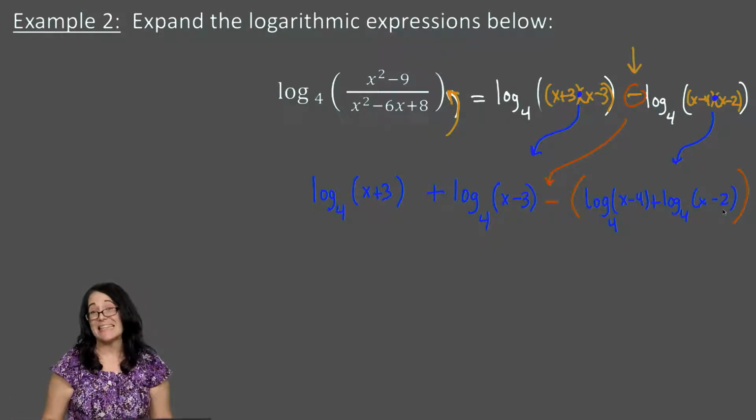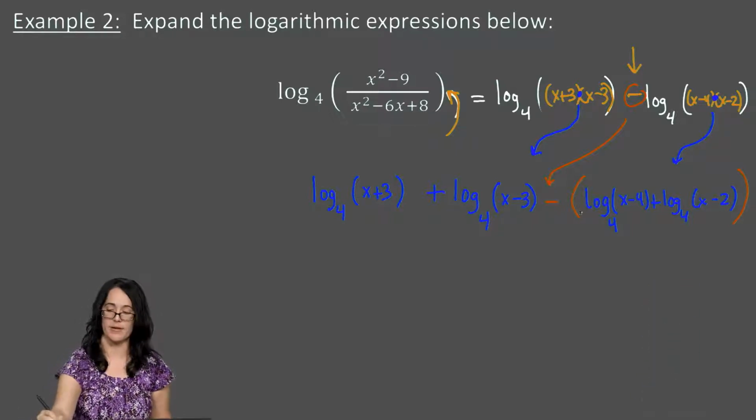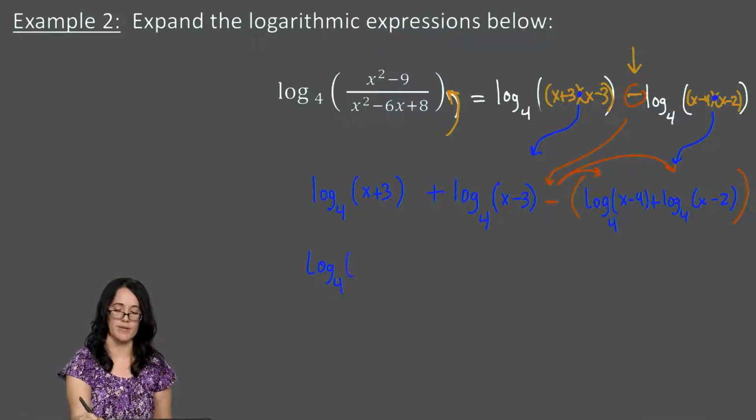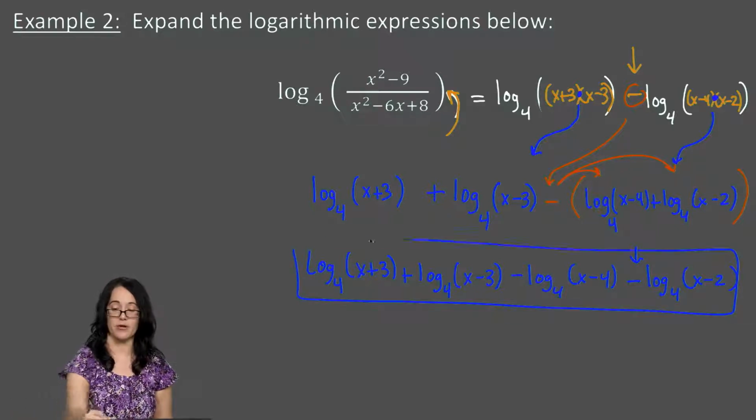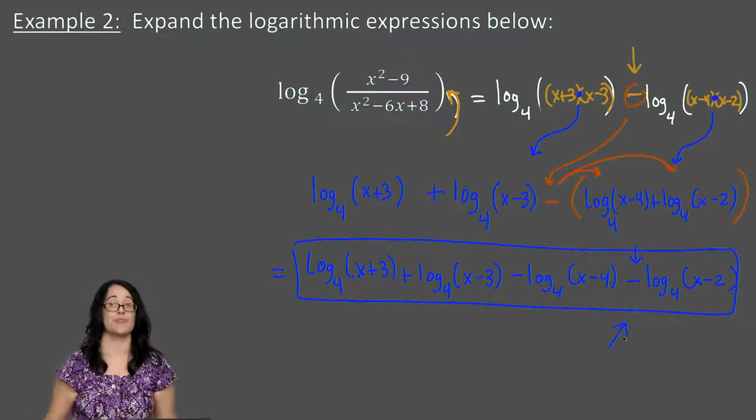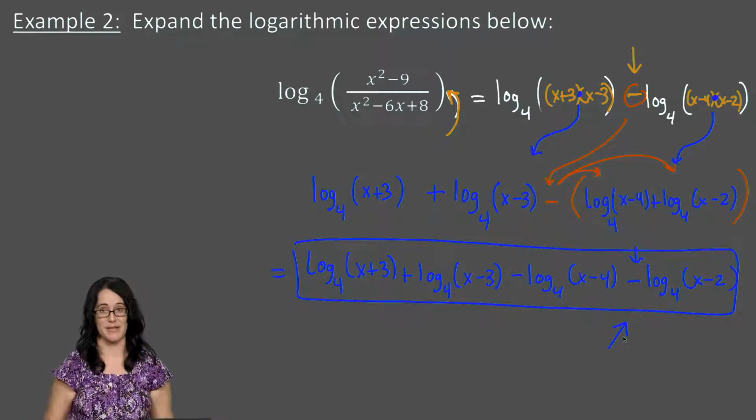But we still haven't completely finished expanding. Why is that? That's right, because we could distribute that negative sign to each term. So our final answer should be logarithm, whose base is 4, of the argument x plus 3, plus log base 4, argument x minus 3, minus logarithm base 4 of x minus 4. Here's the clincher, minus logarithm base 4 of x minus 2. Now, if you had done that problem on your own and you were checking your work with me, chances are that sign is where you might have made your mistake. Okay? Lots of us make that mistake if we're not paying enough attention.